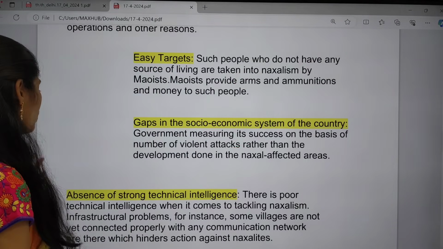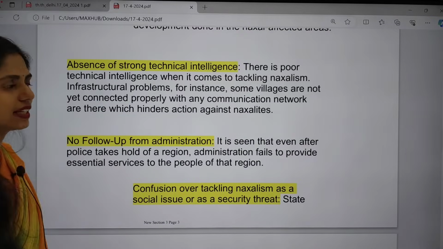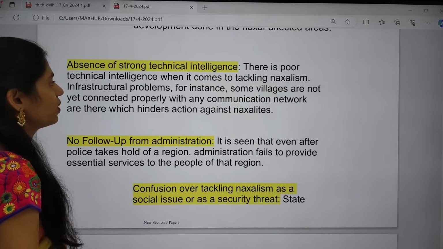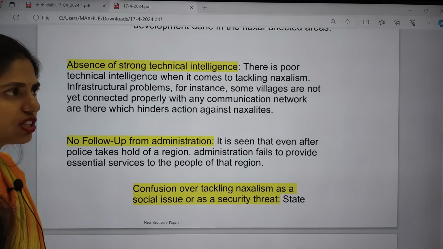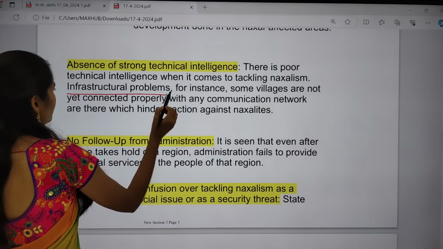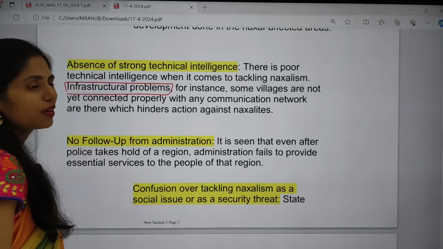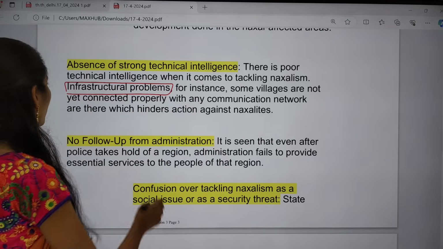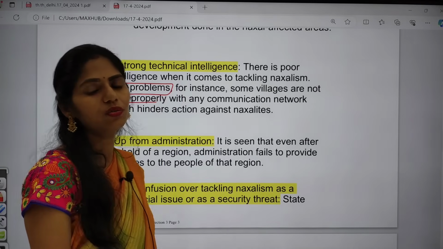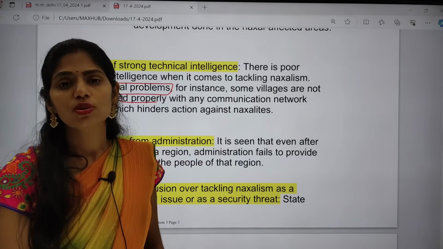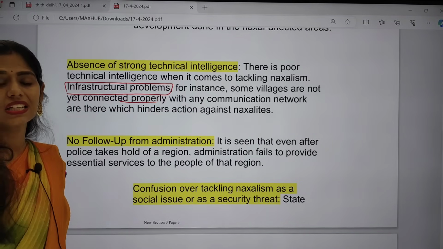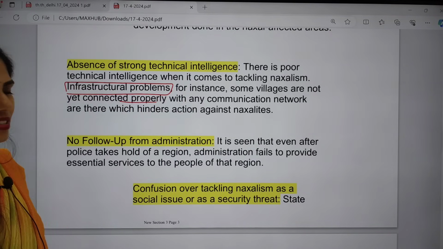And next one is, there is also absence of strong technical intelligence. So whatever intelligence you have is very poor. That is not efficient to tackle this Naxalism. And you are also seeing some infrastructure problems, because some villages are not yet connected properly with a communication network. There is no proper mobile network or proper communication. So this is also one important reason, and that is leading to the increasing actions of Naxalites.